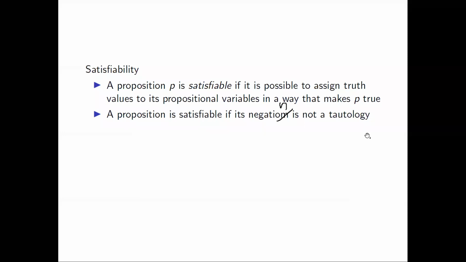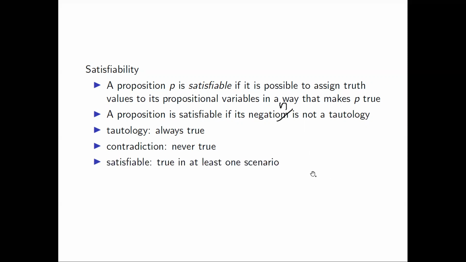And here's a few observations we can make about the terms that we've seen in this video. So first, a tautology is always going to be true, regardless of the truth values of the propositional variables. A contradiction is never going to be true, regardless of the truth values of the propositional variables. And then a satisfiable proposition is going to be true in at least one scenario. In other words, true for at least one assignment of truth values to the propositional variables.